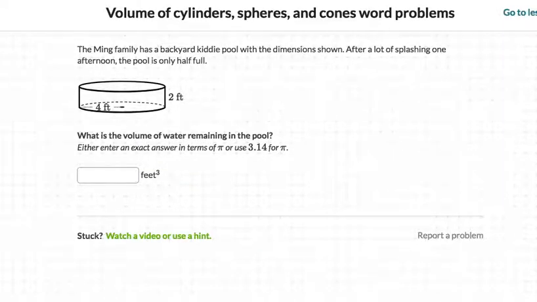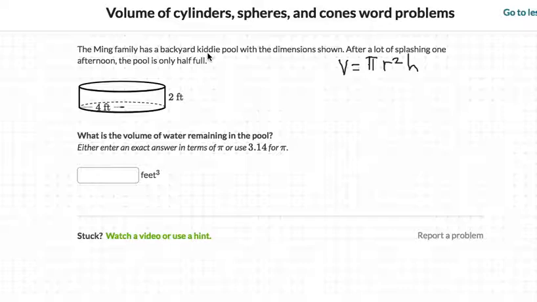Okay, next problem here we have is a cylinder. Again, let's restate our formula before we begin. The volume of a cylinder is pi r squared times h. So right here, we've got our pool. We're being given the radius and the height. But let's read the question to make sure that we've got everything that we need.